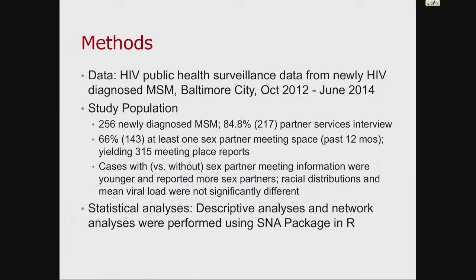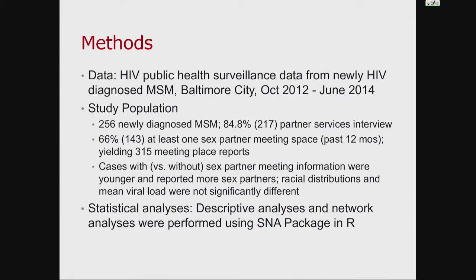The study population included 256 newly diagnosed MSM. 85%, or 214, had a partner services interview, and 66%, or 143, named at least one sex partner meeting space in the past 12 months, yielding 315 meeting place reports. Cases with versus without sex partner meeting information were slightly younger and reported slightly more sex partners.